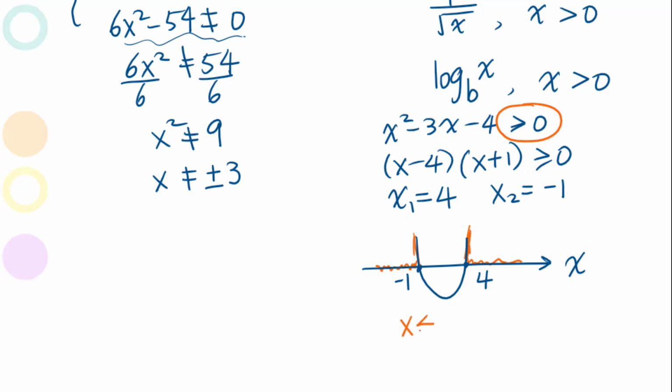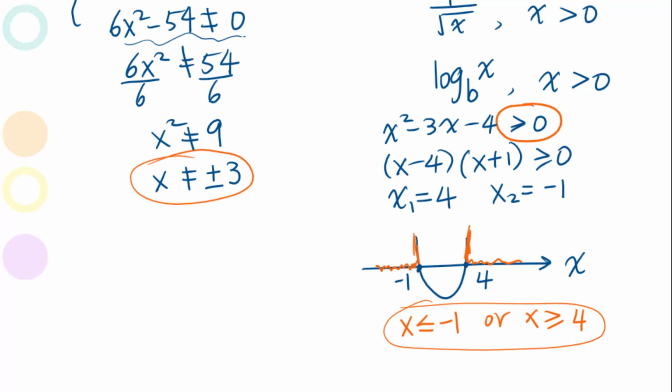x less than or equal to negative 1 or x greater than or equal to 4. We will combine this and this together. Let's draw a number line first. Negative 1, here's 4. For positive 3, it's here. Negative 3 is here. So we can write down the domain for this function like this.